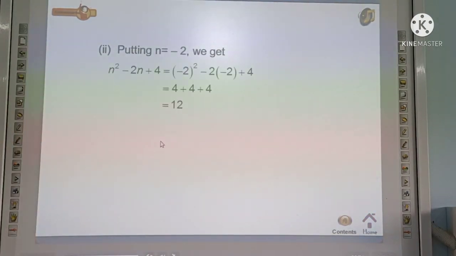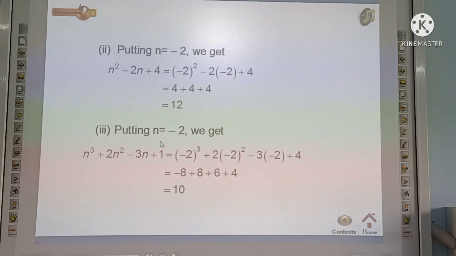The second expression is n squared minus 2n plus 4. On putting n is equal to minus 2, we get minus 2 whole square minus 2 multiplied by minus 2 plus 4, which is 4 plus 4 plus 4. Therefore, the value of the expression n squared minus 2n plus 4 is 12 when n is equal to minus 2. Similarly, on putting n is equal to minus 2 in the third expression, its value is equal to 10.